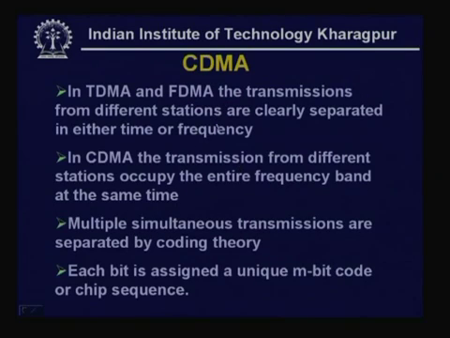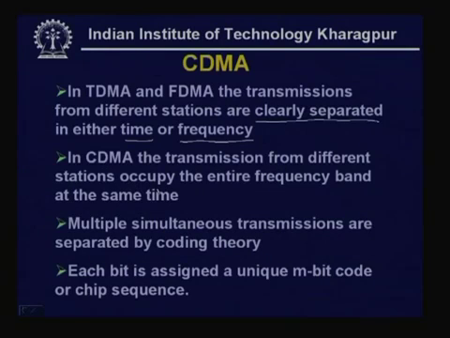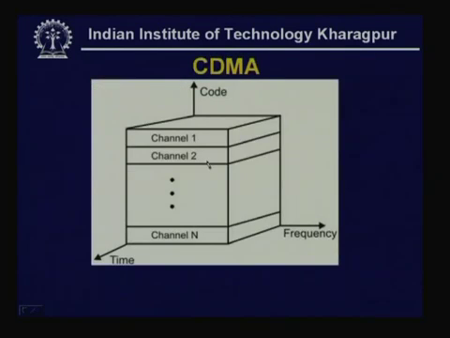So here are the basic differences between TDMA, FDMA and CDMA. In TDMA and FDMA, the transmissions from different stations are clearly separated either in time or frequency, as you have seen. So they are sent in different time slots, or from different users, different frequencies are used. But in CDMA, the transmissions from different stations occupy the entire frequency band at the same time, as you have seen in this particular diagram. So you can see all the channels are transmitted at the same time and using the same frequency bands.